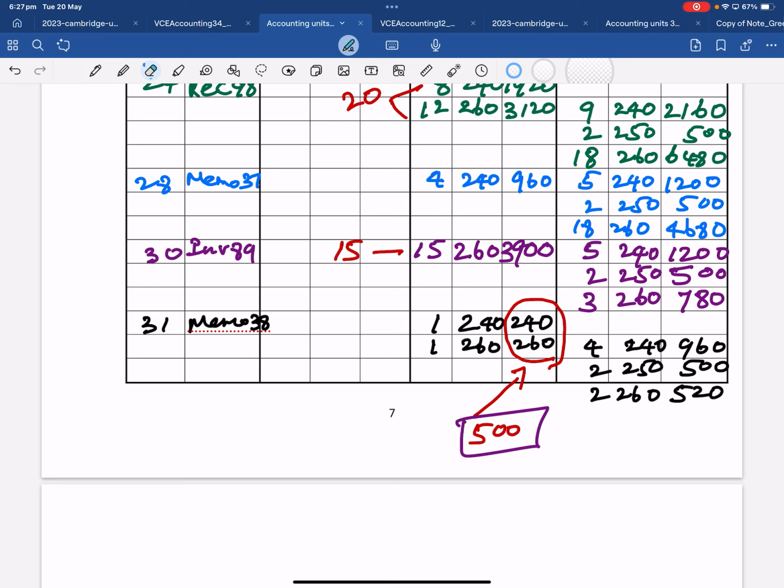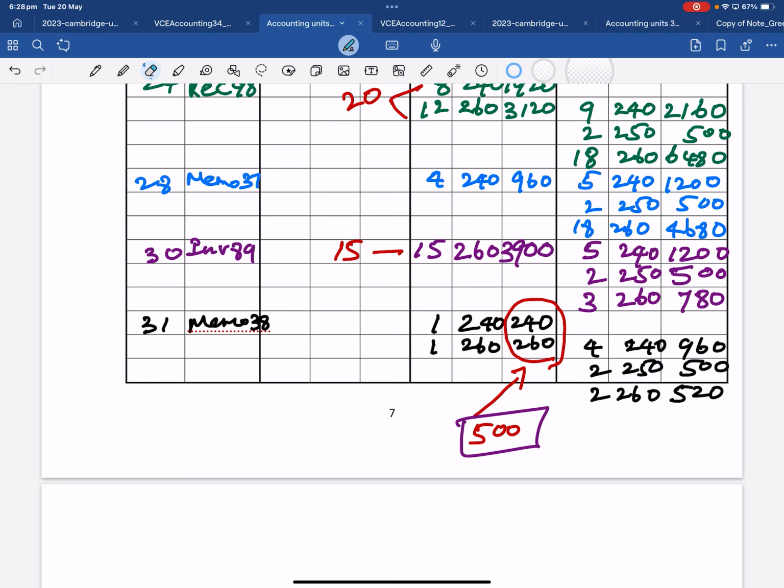So what would we end up reporting in the balance sheet as inventory? 1,980 instead of 2,480. Now we are reporting our inventory 500 lower. So the question is asking, if we didn't record this 500 inventory loss, what would have happened in the accounting equation?